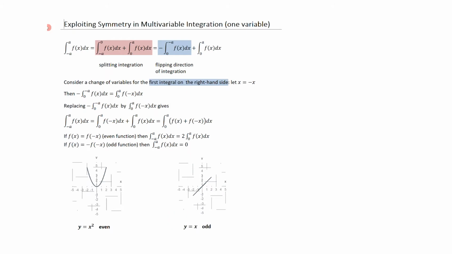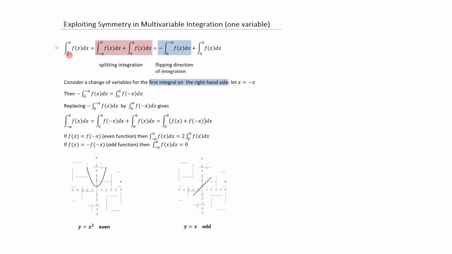All right, so exploiting symmetry in multivariable integration, we consider first of all the one variable case, which you're familiar with. So we start with the expression at the top where we have an integral between minus a and a. Essentially the upper and lower limits have the same numerical value, but one is the negative of the other. This is normally the way the problem is set up.